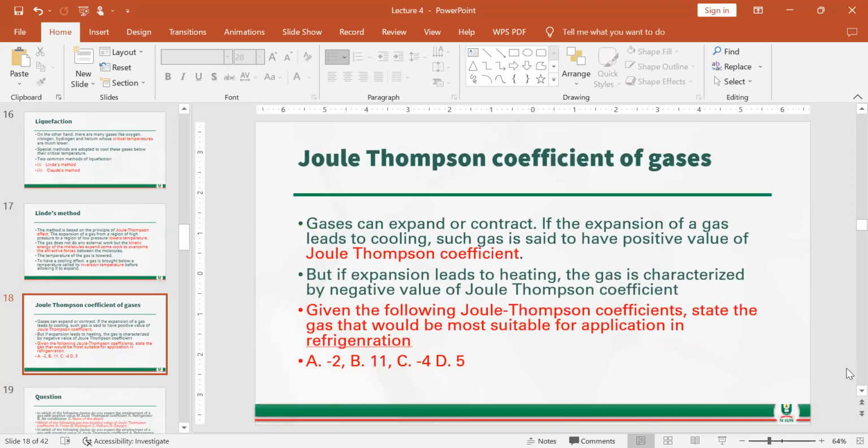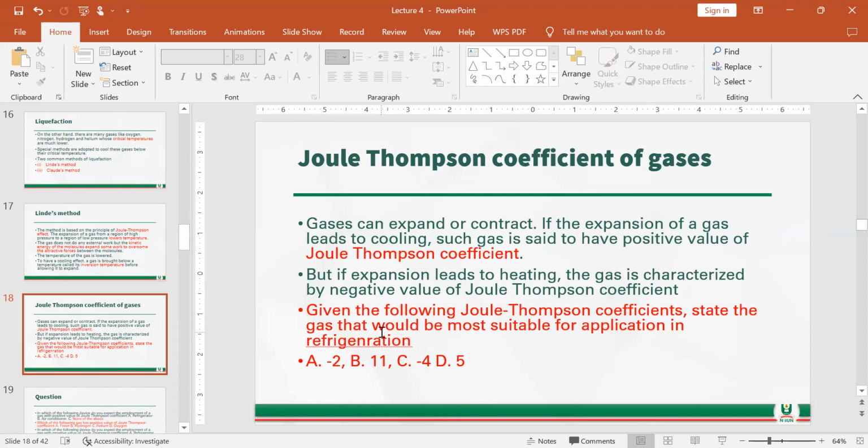So the Joule-Thomson coefficient of a gas can be positive or negative. If the expansion of a gas leads to cooling, such gas is said to have a positive value of Joule-Thomson coefficient. But if expansion leads to heating, the gas is characterized by a negative value of Joule-Thomson coefficient. So given the following Joule-Thomson coefficients, state the gas that will be most suitable for application in refrigeration. Which one?